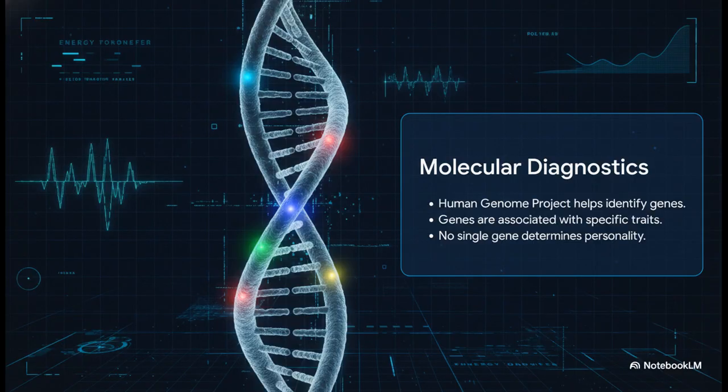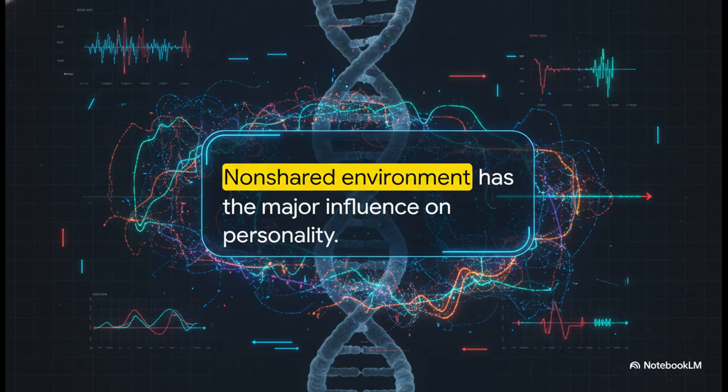Utilizing data from the Human Genome Project, researchers can literally pinpoint the locations of genes associated with certain traits. But, hey, here's the catch. They've found there is no single good personality gene. There's no magic switch. Your personality is actually the combined hum of thousands of tiny genes working together. So genetics absolutely does not dictate your destiny.